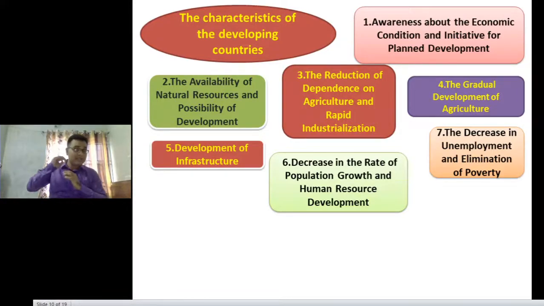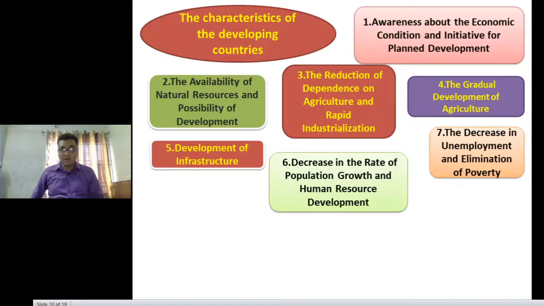Dear students, in this type of countries, the government of these countries have taken many measures to decrease the unemployment rate and to eliminate poverty from society. So these are the characteristics of the developing countries.